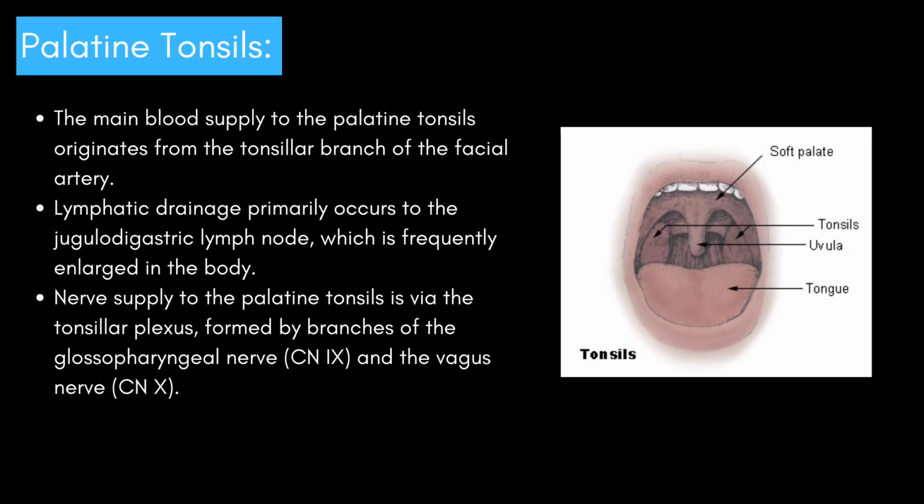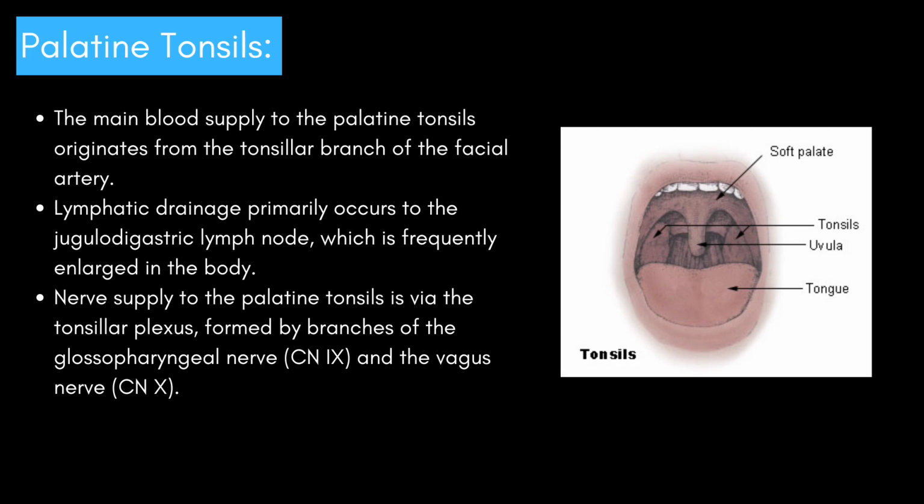Let's next take a look at palatine tonsils. The main blood supply to the palatine tonsils originates from the tonsillar branch of the facial artery. Lymphatic drainage primarily occurs to the jugulo-digastric lymph node, which is frequently enlarged in the body. Nerve supply to the palatine tonsils is via the tonsillar plexus, formed by branches of the glossopharyngeal nerve, cranial nerve 9, and the vagus nerve, cranial nerve 10.